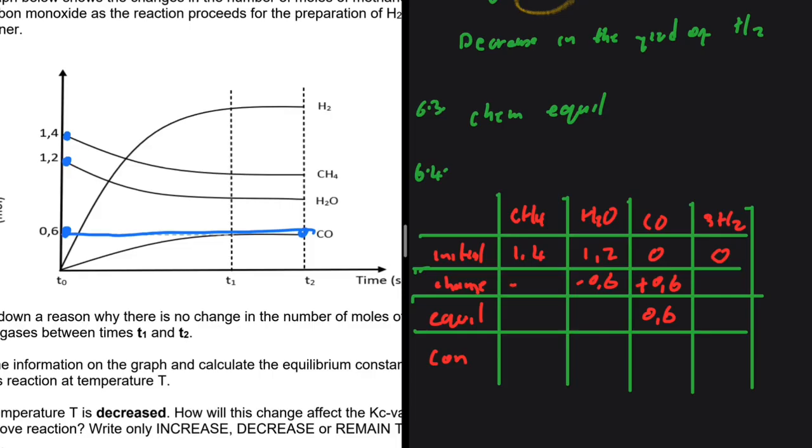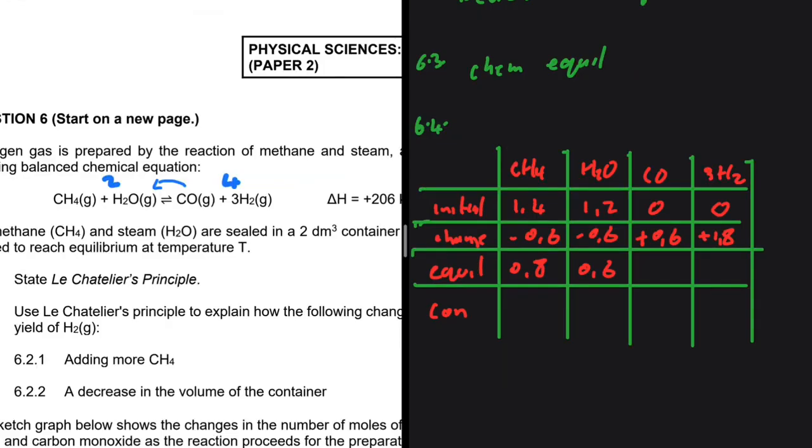And then minus 0.6 also, because it goes down. And here we have plus 0.6 multiplied by 3. Right, we are multiplying by 3 because of the balancing coefficient. So this is 1.8. So 1.4 minus 0.6, that is 0.8. And then 1.2 minus 0.6, that is 0.6. And then 0 plus 0.6, 0.6. 0 plus 1.8, that is 1.8.